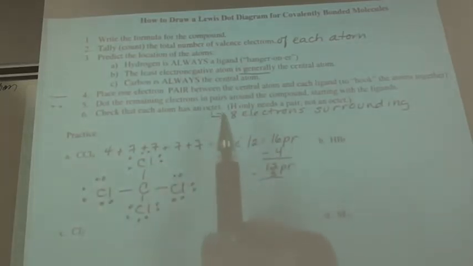Now I need to check to make sure that each atom has an octet. Looking, 2, 4, 6, 8, 2, 4, 6, 8, 2, 4, 6, 8, 2, 4, 6, 8, and carbon in the middle has 2, 4, 6, 8 electrons. This is a valid Lewis dot structure for CCl4, carbon tetrachloride. Moving on.